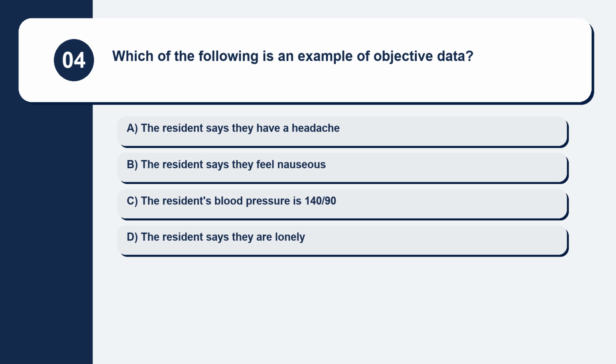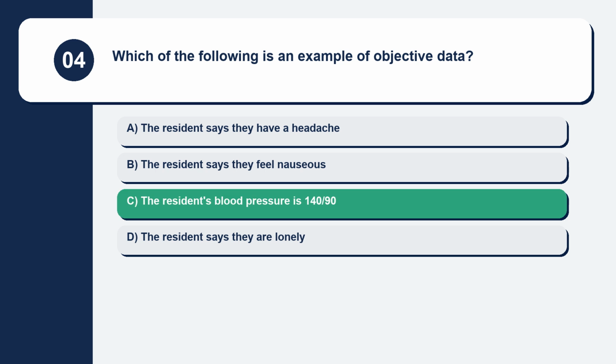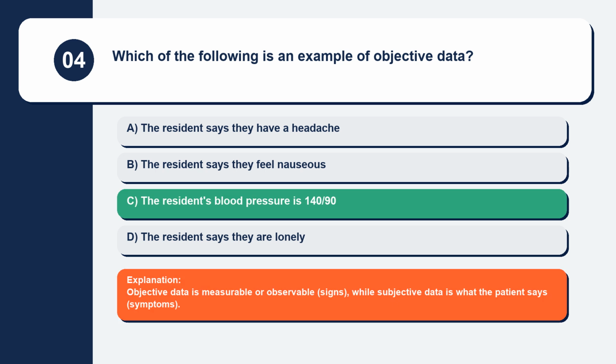Question 4. Which of the following is an example of objective data? The resident says they have a headache. The resident says they feel nauseous. The resident's blood pressure is 140/90. The resident says they are lonely. Objective data is measurable or observable, signs, while subjective data is what the patient says, symptoms.